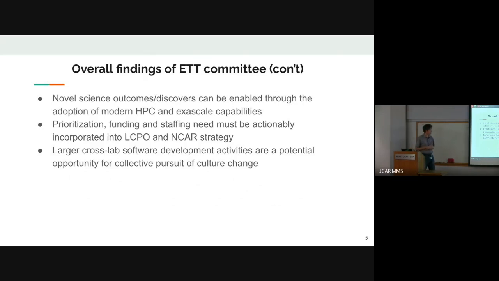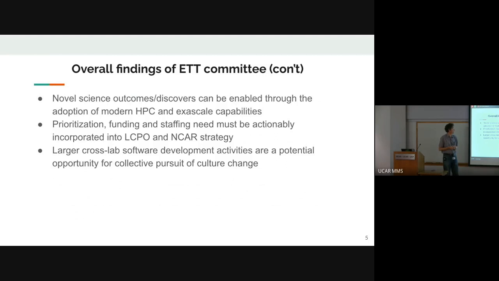Some of the other findings was that we saw tons of novel science outcomes or discoveries that could be enabled through the use of this capability. I mean, we found them in every laboratory over and over. And I'm going to talk about what we found in M-cubed. But anyway, it was eye-opening that these technologies could benefit all of NCAR. There were also some limitations. Okay, so this is overall, right?